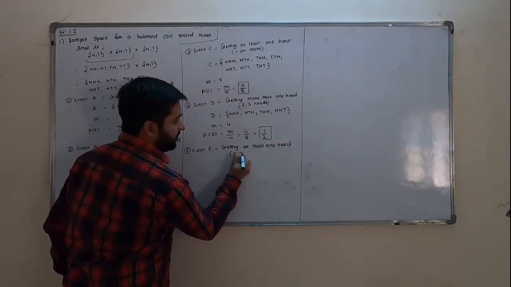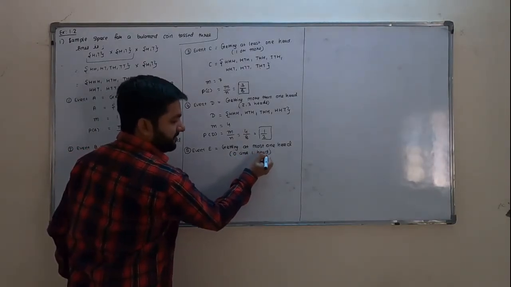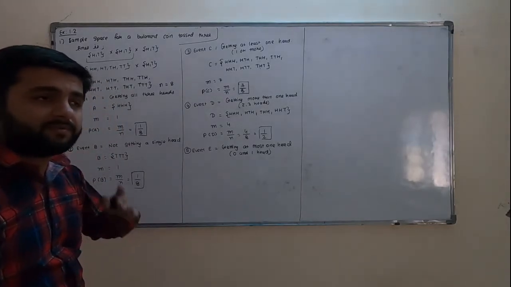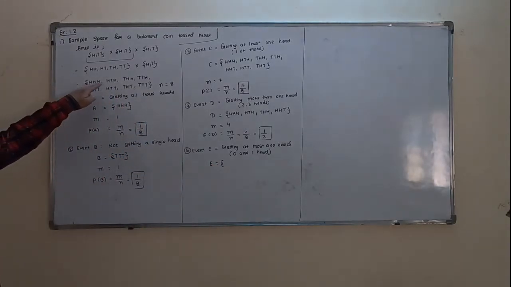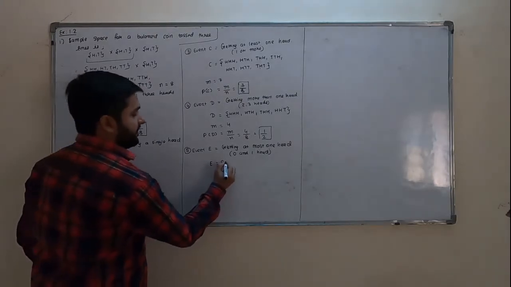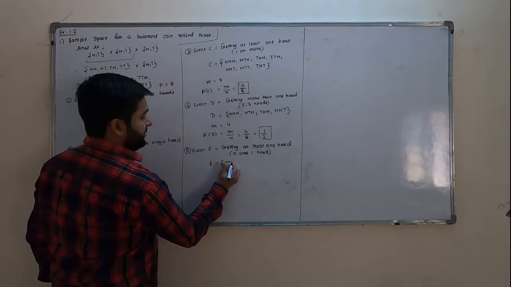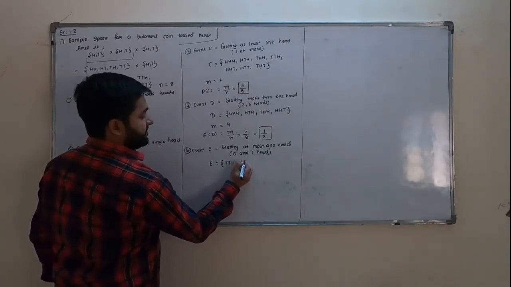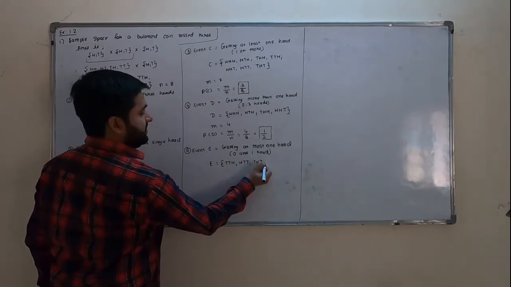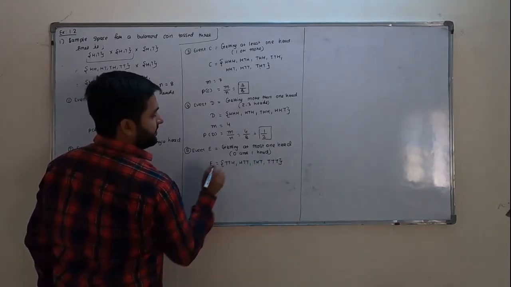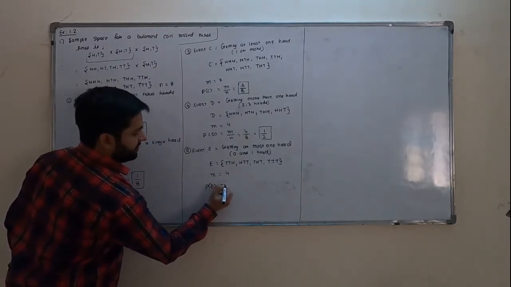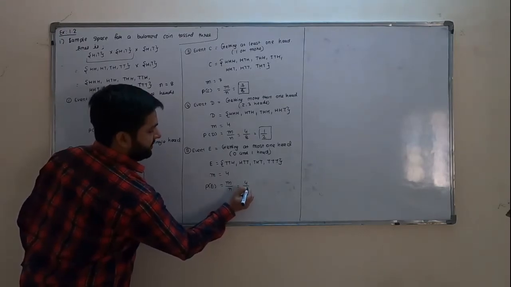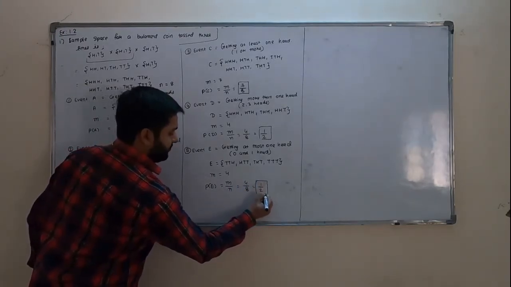So in short, 0 and 1 head. 0 is also acceptable, 1 is also acceptable, but not more than 1. So elements of set E, 0 head and 1 head. This element, this element, this element, and this element. Okay. So TTH, HTT, THT, and triple T. So 0 head and 1 head. So elements of E are 4. So P of E, M by N, again 4 by 8, again 1 by 2 is the answer.